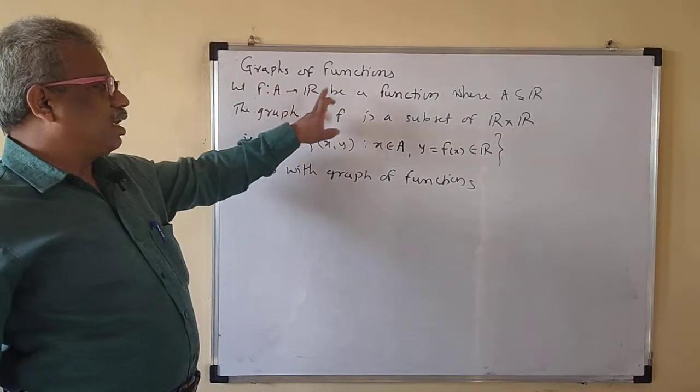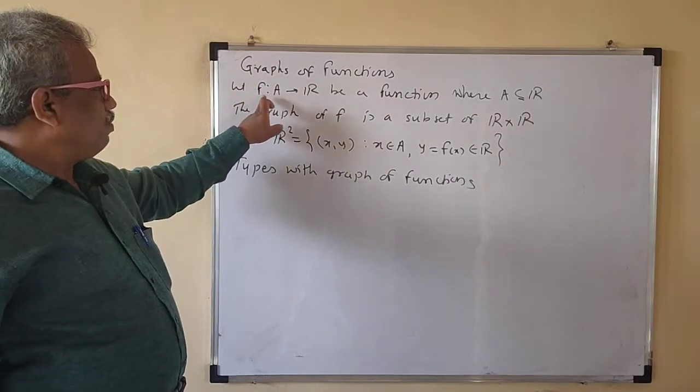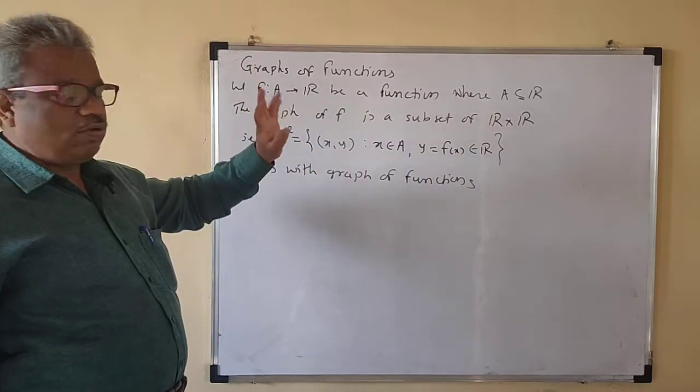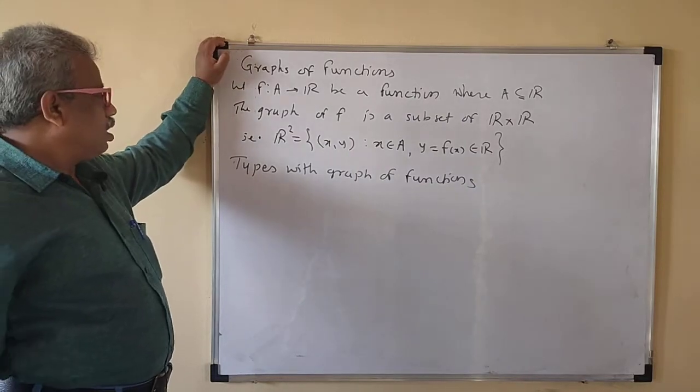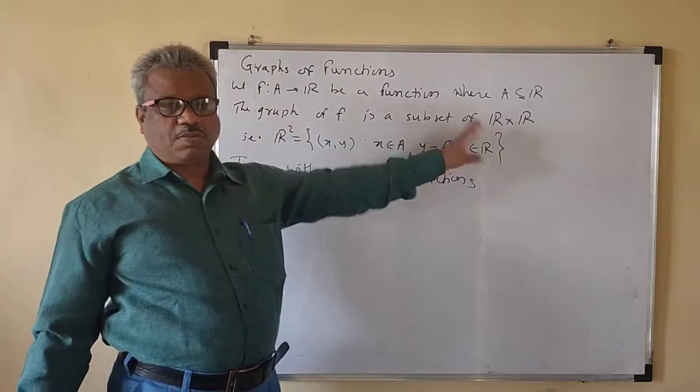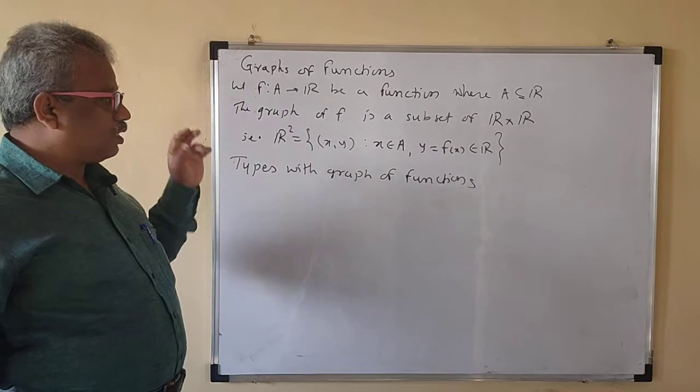Suppose f is a real valued function. That means f is from A to R, a real valued function where A is a subset of the set of real numbers. So the graph of the function is a subset of R cross R.